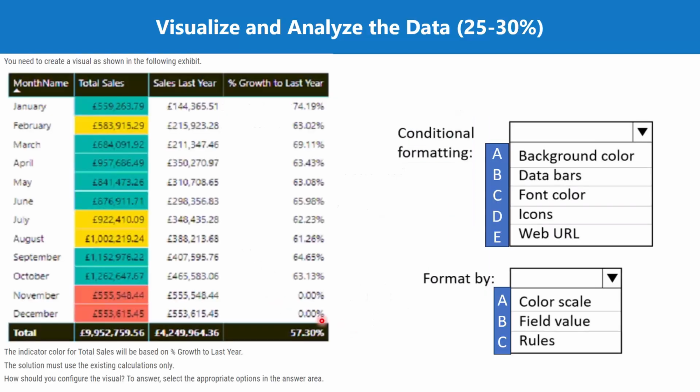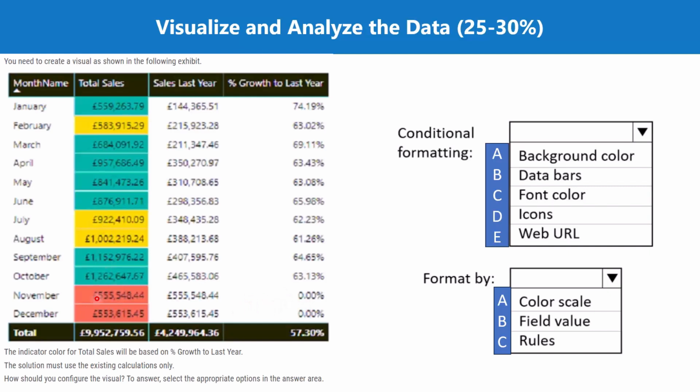If we come to the question, this part is very simple because we have the background color on which the conditional formatting has been applied. And if you have a look at the statement, it says that the indication is based on the percentage growth to last year. So the rule that has to be applied is not going to be based on the value of the total sales, but based on the percentage growth to last year. So we have 3 colors. We will simply format it by background color and apply a rule based formatting, which is the answer for the second question. And here you can see we have 3 colors: red, green, and yellow.